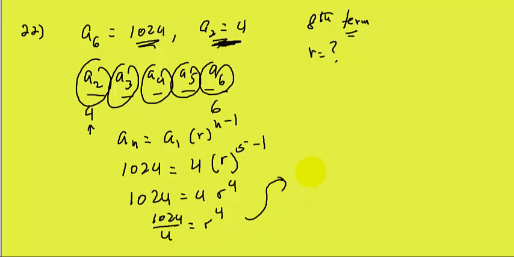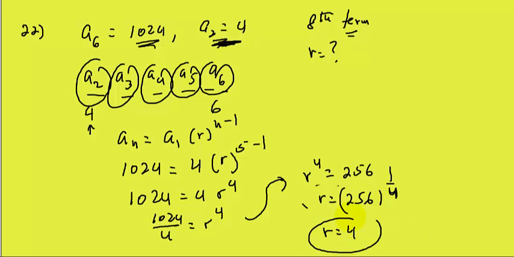So this now becomes r to the 4th is equal to 256. So we have to take the 4th root of that. So I'm going to go 256 to the 1/4 power. That's what I have to do. 256 to the power of 1 divided by 4. Now we're going to get this. This turns out to be 4. r is equal to 4.